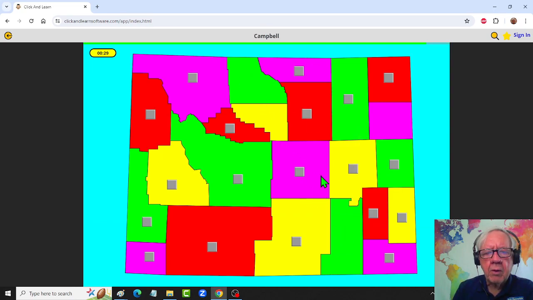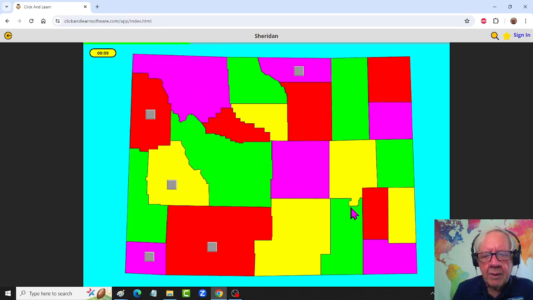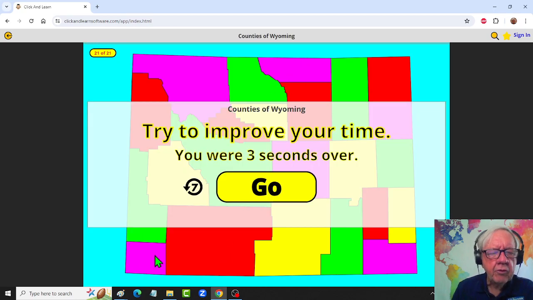Albany, Bighorn, Campbell, Carbon, Converse, Crook, Fremont, Goshen, Hot Springs, Johnson, Laramie, Lincoln, Natrona, Niobrara, Park, and Platte. Park, Platte, S. Yes, Sheridan, I'm not looking at the question. Sheridan, Sweetwater, Sheridan, Sublette, and Sweetwater. Sheridan, Sublette, Sweetwater, TU, Teton, Uinta.